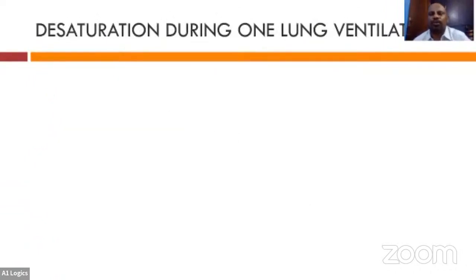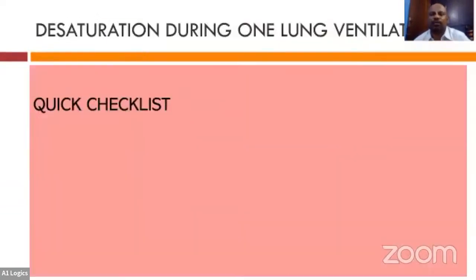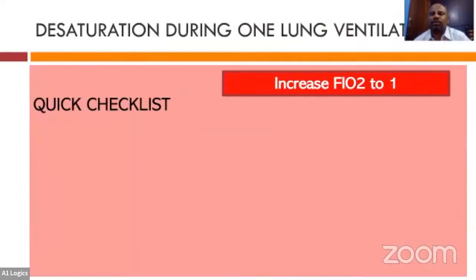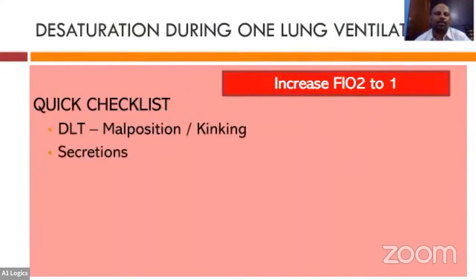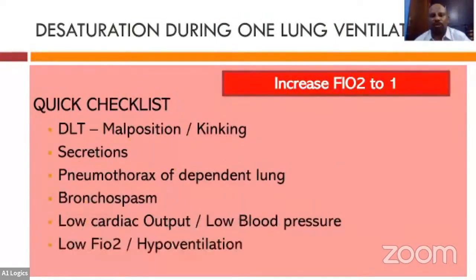So what should you do when there is a desaturation in OLV? The first thing you will do is increase FiO2 to 1. Then you will have to go for a quick checklist. In this checklist, you will see whether there is any DLT malposition or kinking, any secretions that are obstructing. If there is a pneumothorax, because you are using high pressures in the dependent lung, there might be a pneumothorax, or a bronchospasm, or you might have a low cardiac output and low blood pressure, or any problem in the machine giving a low FiO2 or hypoventilation.